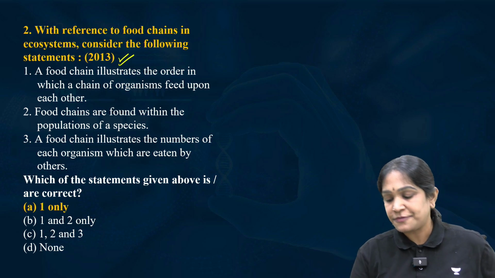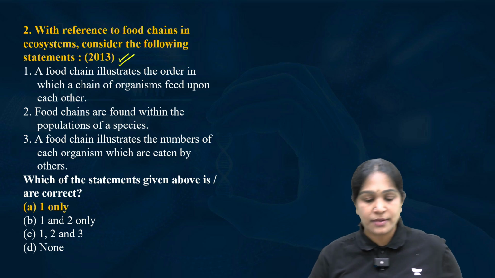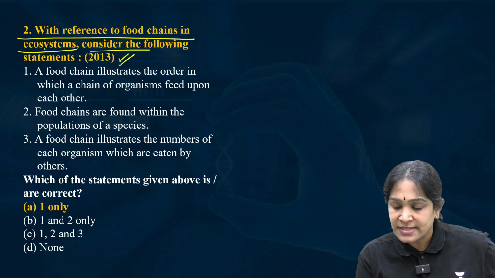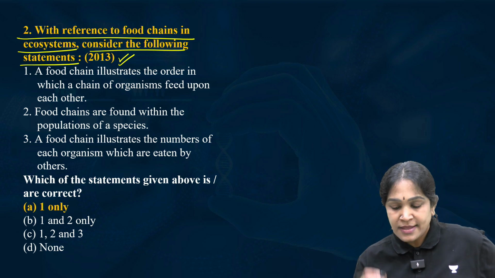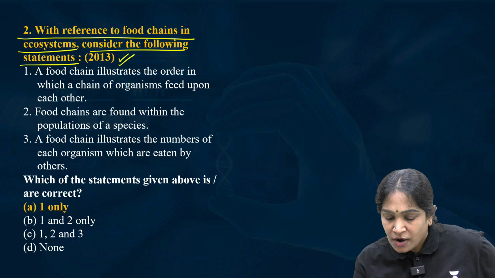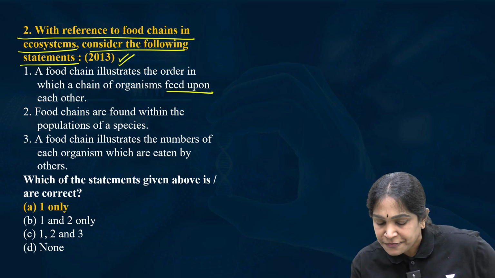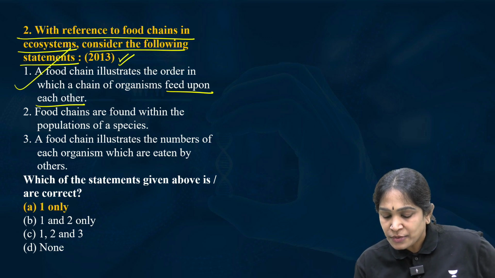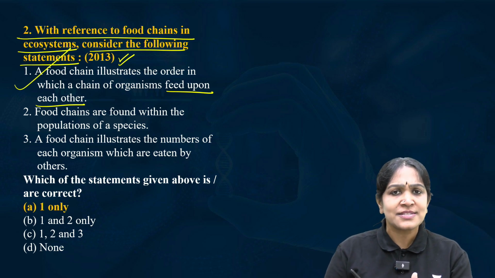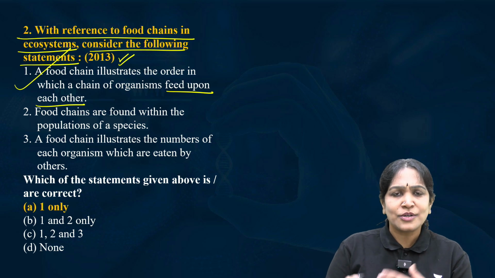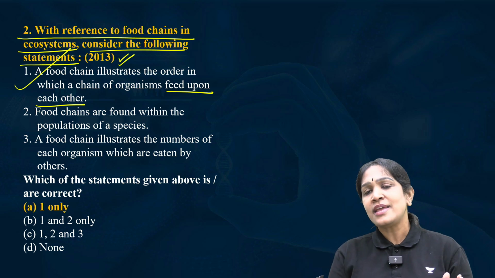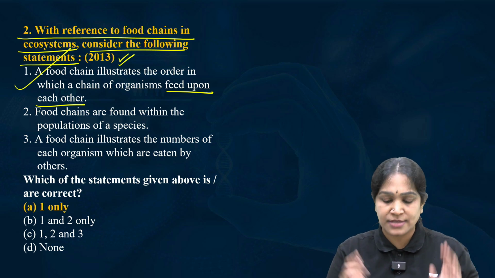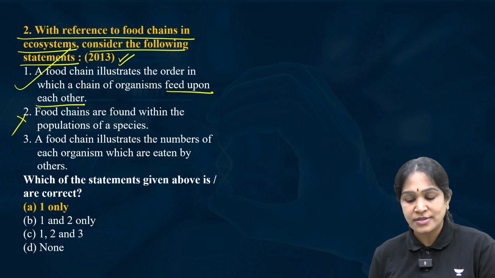One question is from the year 2013, and the question is, with reference to the food chains in the ecosystems, consider the following statements. A food chain illustrates the order in which a chain of organisms feed upon each other. Correct. Food chains are found within the population of a species. Do humans eat each other? Do rabbits eat each other? Mostly organisms within the same species do not eat each other. So this is a wrong statement.